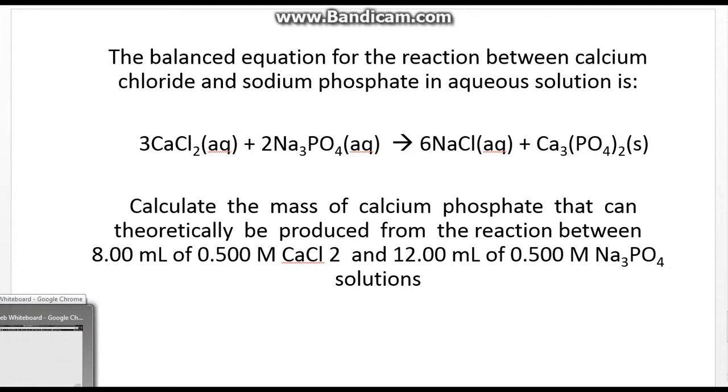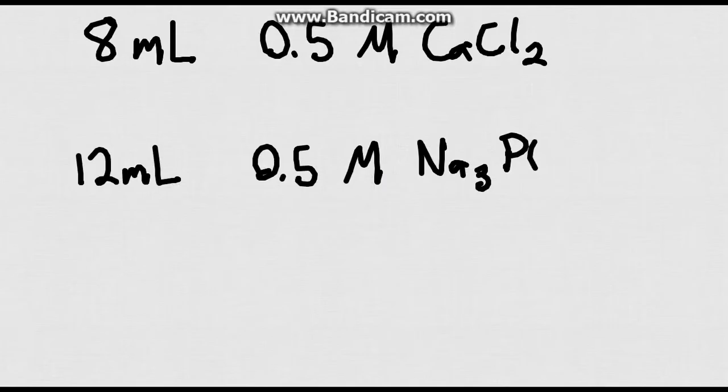chemicals. So we've got 8 milliliters of, and I'm going to be writing this down, so 8 milliliters of 0.5 molar calcium chloride, and we've got 12 milliliters of 0.5 molar sodium phosphate. Okay, so how do we find the quantity of moles of these?